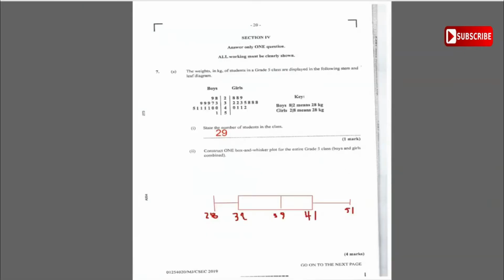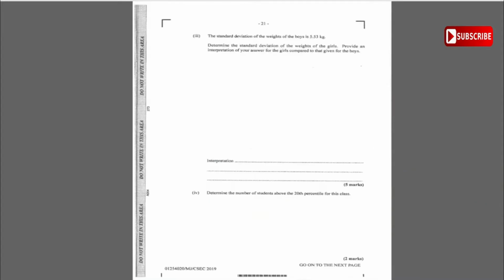And it asks us, the standard deviation of the weights of the boys is 5.53 kilograms, and it says determine the standard deviation of the weights of the girls and provide an interpretation. Now, standard deviation is given by this formula. There are two formulas, but we're going to use this one.